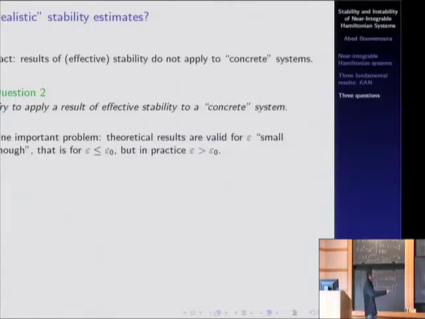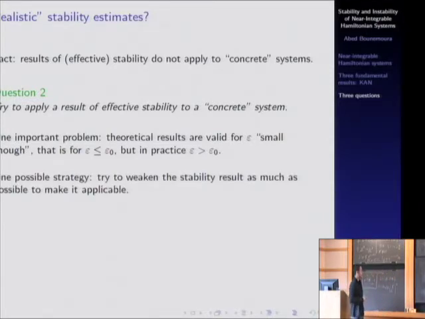If you want, in the theoretical results, the philosophy is that epsilon is a free parameter that you have the right to take as small as you wish so that your theorem applies. In practice, this is not the case. So one possible strategy is to try to weaken the stability result I explained as much as possible to make it applicable. Another strategy would be to consider explicitly the concrete system, and to try to prove the theorem in this case. In celestial mechanics, there is too much computation and it doesn't work most of the time.